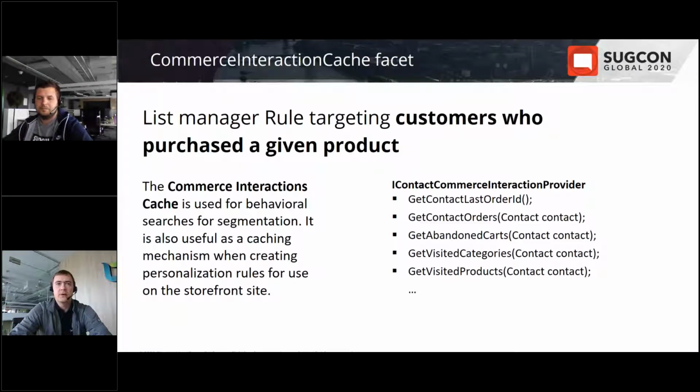Right, so we're getting close to marketing automation, but not there yet. It is important to mention that with Sitecore Commerce 9.3, we have a new contact facet introduced called Commerce Interaction Cache. And this facet has a lot of valuable information about the customer cart, customer orders, products visited, categories visited. And to make use of this data, Sitecore also introduced the Contact Commerce Interaction Provider, which is just a quick way to get access to the data.